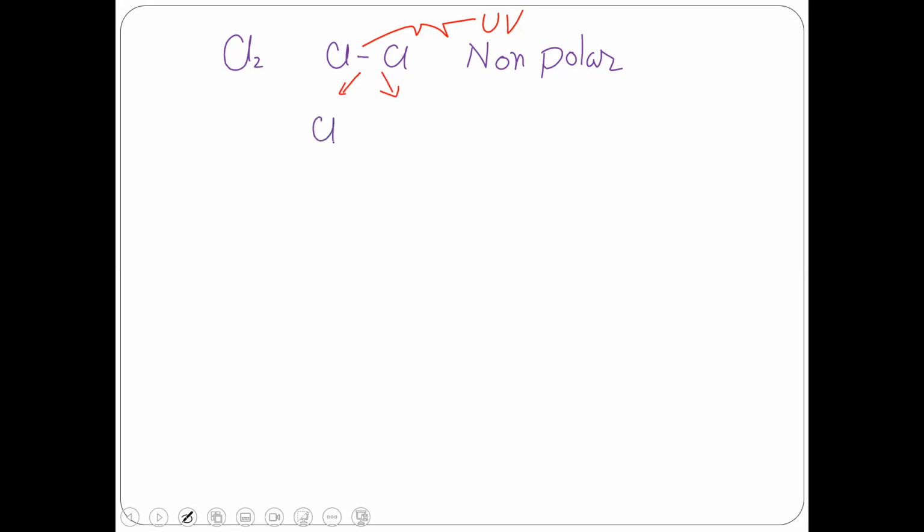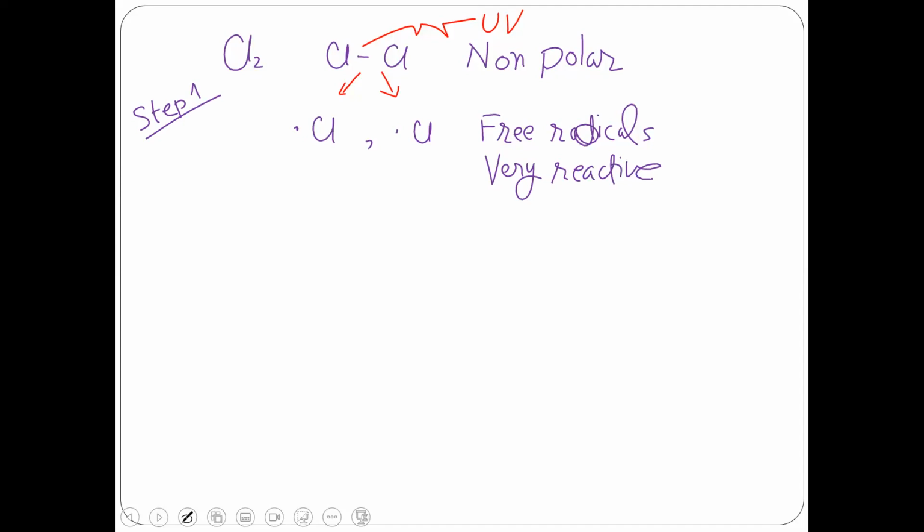What happened after bond breaking? The two chlorine atoms separate from each other, and these chlorine atoms are called free radicals. So can you repeat what is step one? The mechanism: we have a non-polar bond under UV which undergoes homolytic fission and produces two free radicals. Very good. And these free radicals are very reactive. So the first step is there.